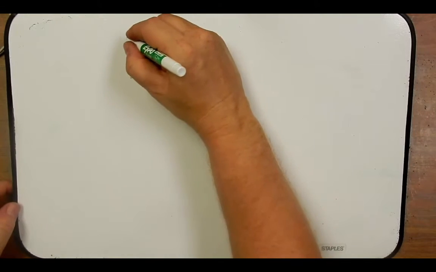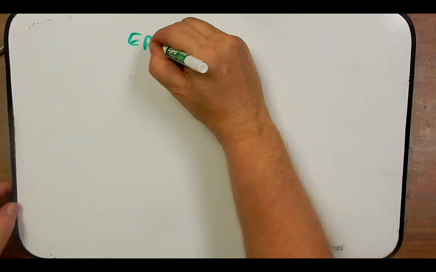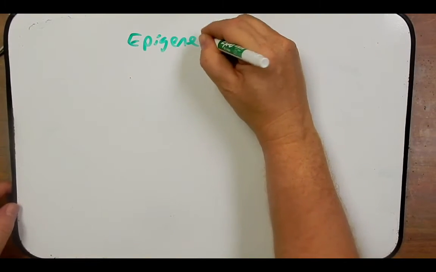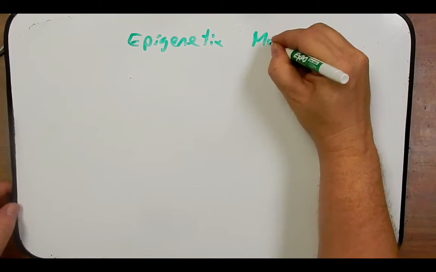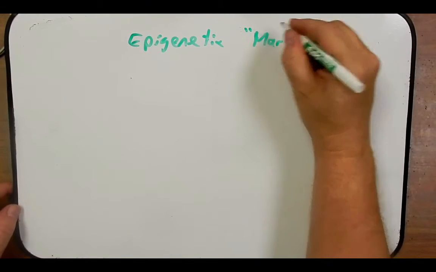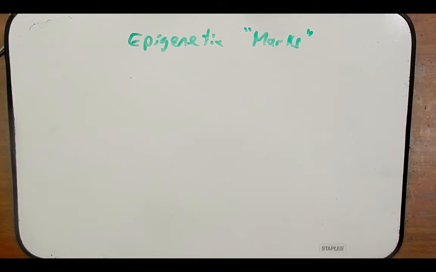So let's talk about these epigenetic marks. And essentially what I'm saying here is, what's happening to the genome? How is the genome being labeled in such a way to allow for genes to be turned on or off in such a strong way that it's heritable?